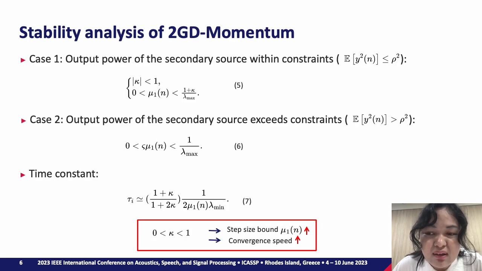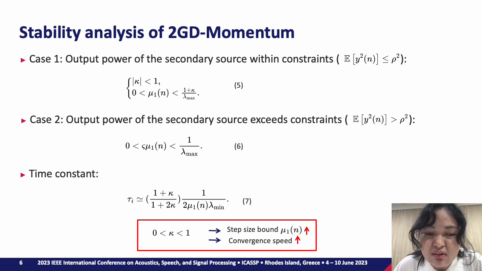The stability analysis shows the step size bounds in different situations. When the output power of the secondary source is within the constraints, the step size bound is related to the momentum factor and the maximal value of the eigenvalues. In the second case, where the output power of the secondary source exceeds the constraints, the step size bound is determined by the Lagrange factor and the maximal eigenvalue.